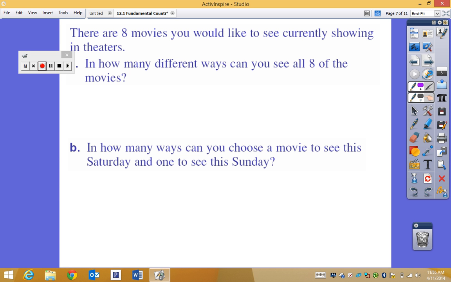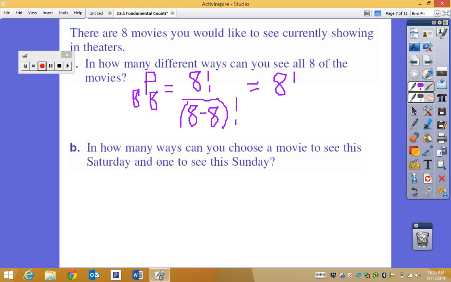Well, we can do 8 times 7 times 6 times 5 times 4 times 3 times 2 times 1, which is how we can use the fundamental counting principle, or we can use our permutation. And what the permutation says is I have 8 choices and I want to pick all 8 of those. So here's how it works. We have 8 factorial divided by 8 minus 8 factorial, which is 8 factorial divided by 0 factorial. And we know that 0 factorial is 1.